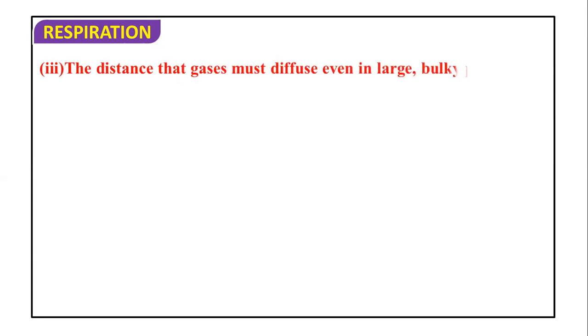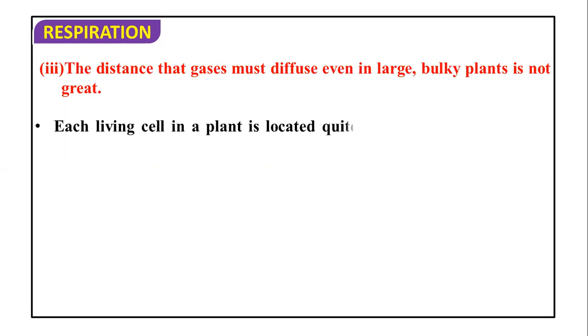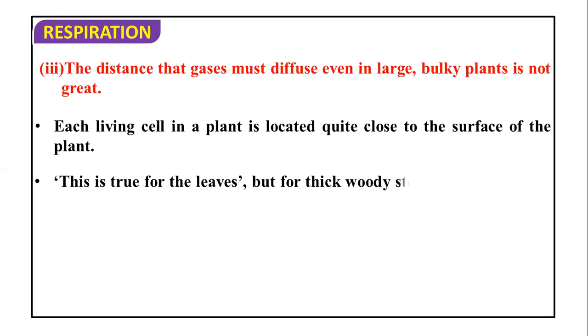So the distance that gases must diffuse in the plant, even in a large bulky plant, is not great. That is another reason why the plant can take care of its own needs and how it survives. So each living cell in a plant is located quite close to the surface of the plant. This is true for the leaves, but for thick woody stems and roots, the gases diffuse through the lenticels.